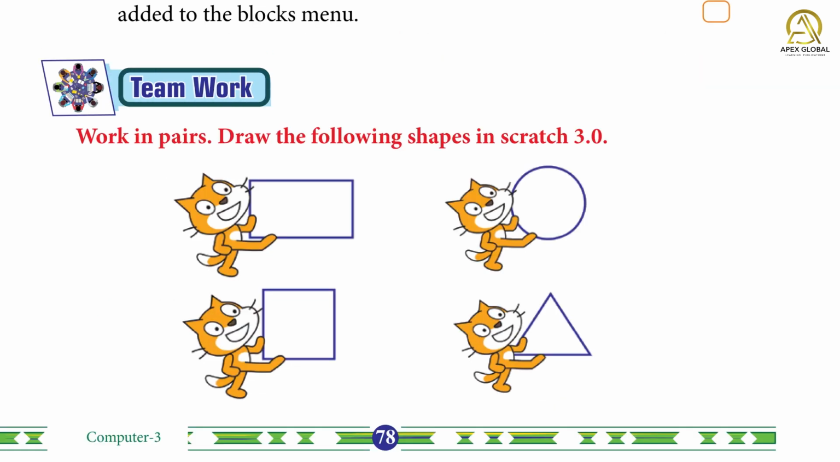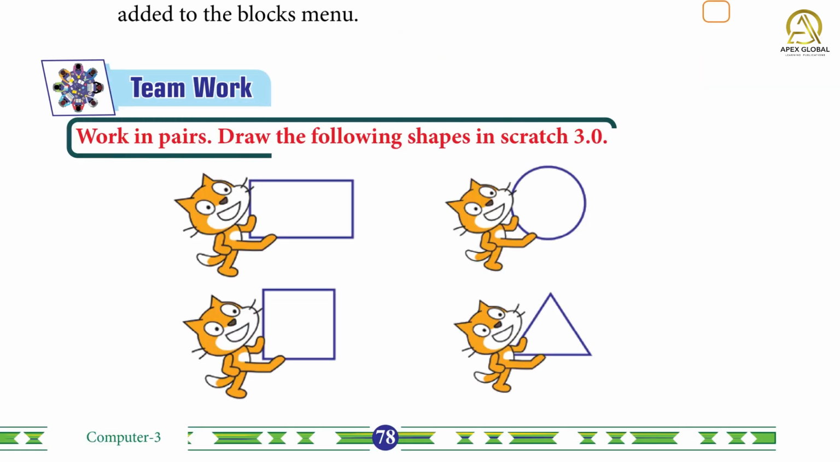Choose the pen down block from the pen block menu. Team work. Work in pairs. Draw the following shapes in Scratch 3.0. Answer. Do it yourself.